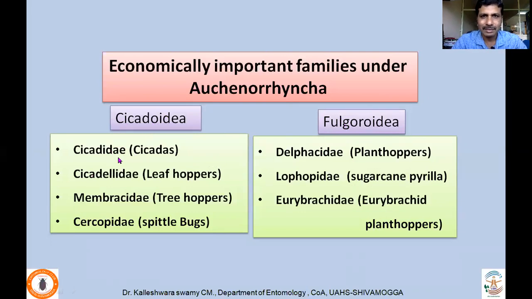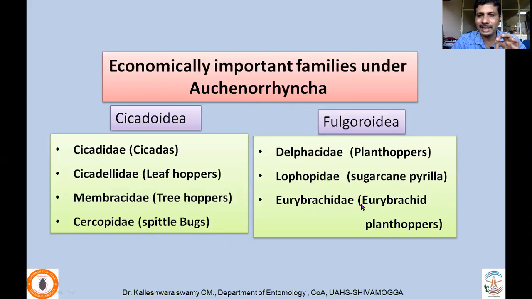Important families include Cicadidae, cicadas; Cicadellidae, leafhoppers; Membracidae, treehoppers; Cercopidae, spittlebugs or froghoppers; Delphacidae, planthoppers; and Lophopidae. In fact, all the Fulgoroidea are called planthoppers, so remember that. Specifically, we'll use the word lophopid planthoppers like that. Lophopidae includes one of the important pests called sugarcane pyrilla.